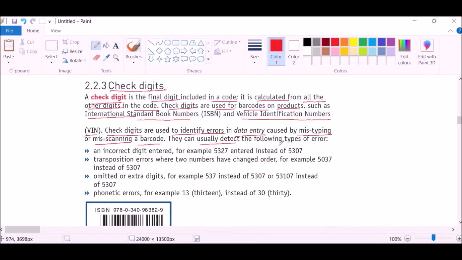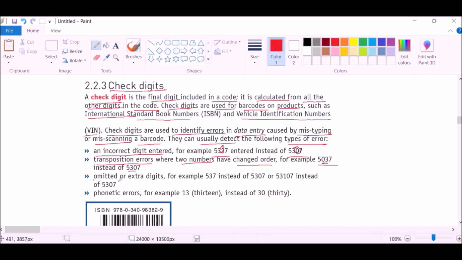They can usually detect the following types of error. An incorrect digit entered, for example, 5327 entered instead of 5307, where this digit has been entered incorrectly. Transposition errors, where two numbers have changed order, for example, 5037 instead of 5307. So these middle numbers have been transposed.